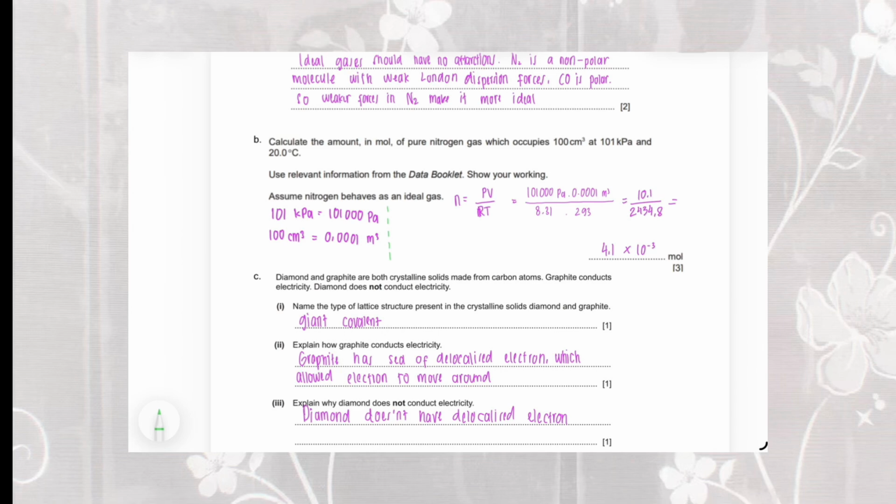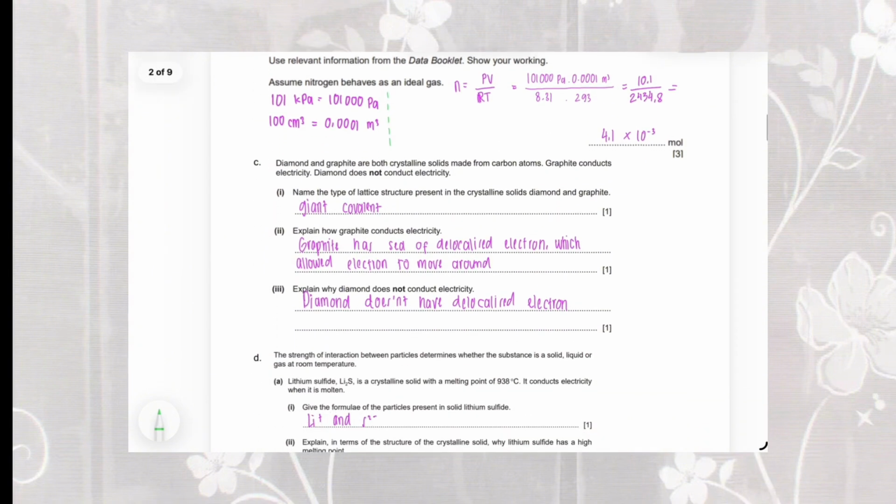So we multiply the pressure with the volume, and we get 10.1. We also multiply the gas constant with the temperature, so we get 2434.8. We divide them, and the answer is 4.1 times 10 to the power of minus 3.